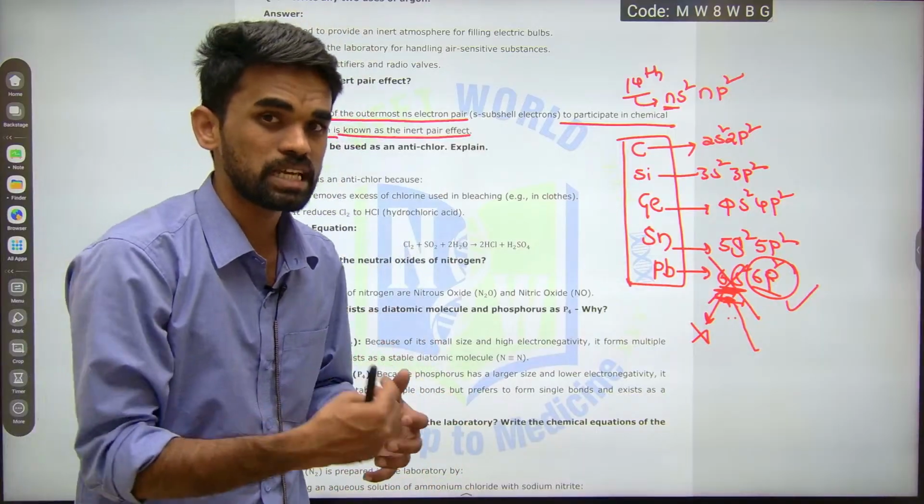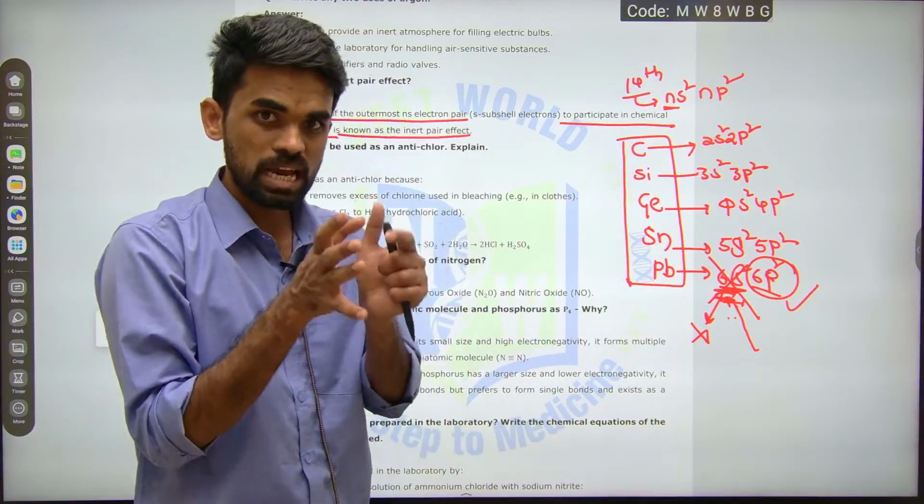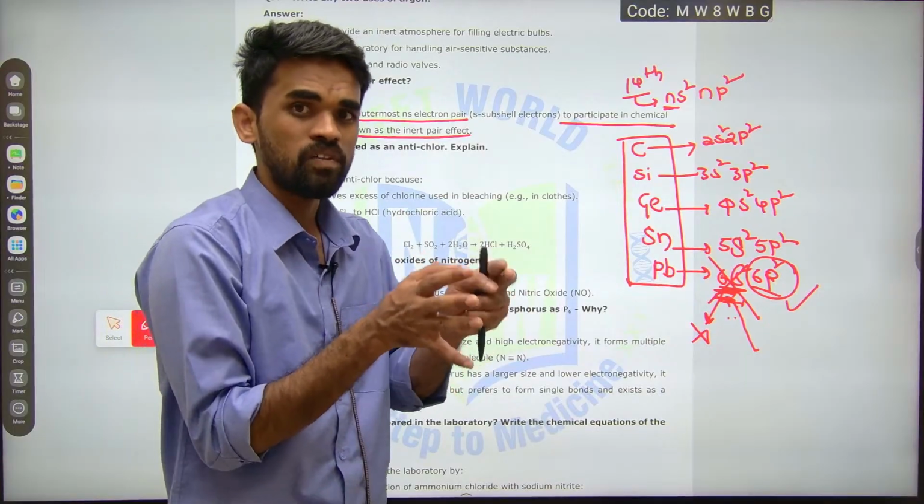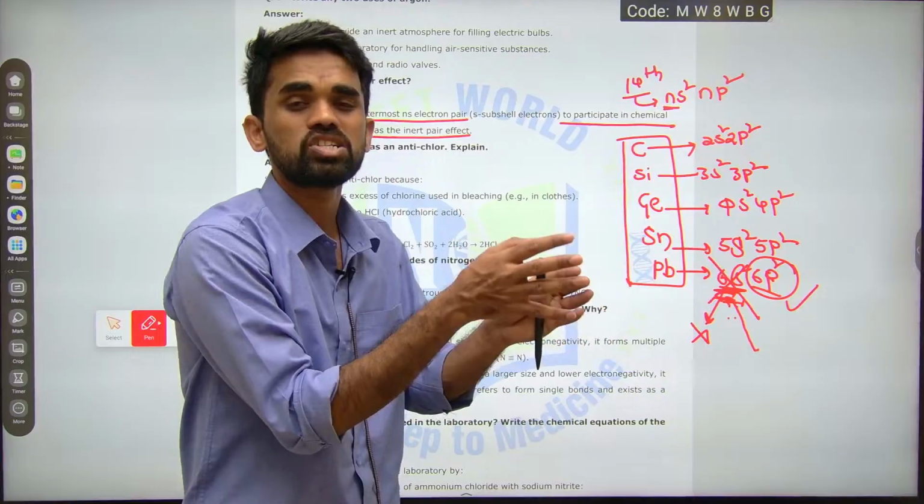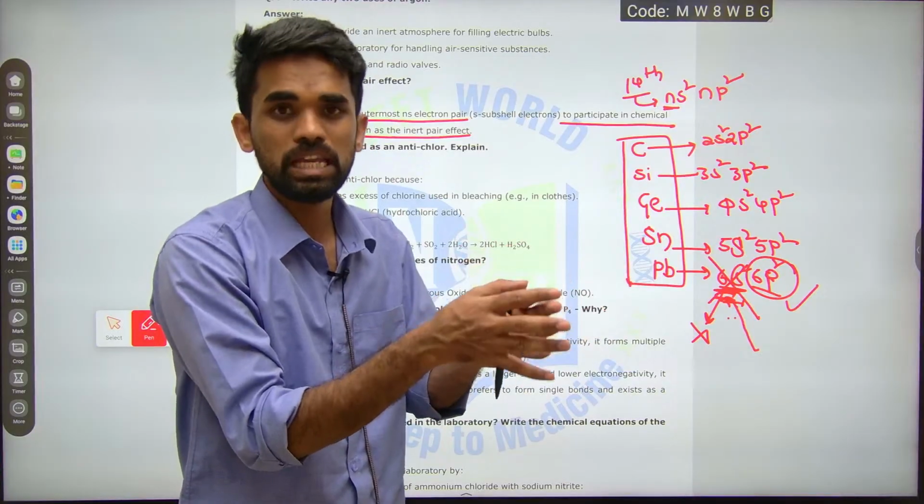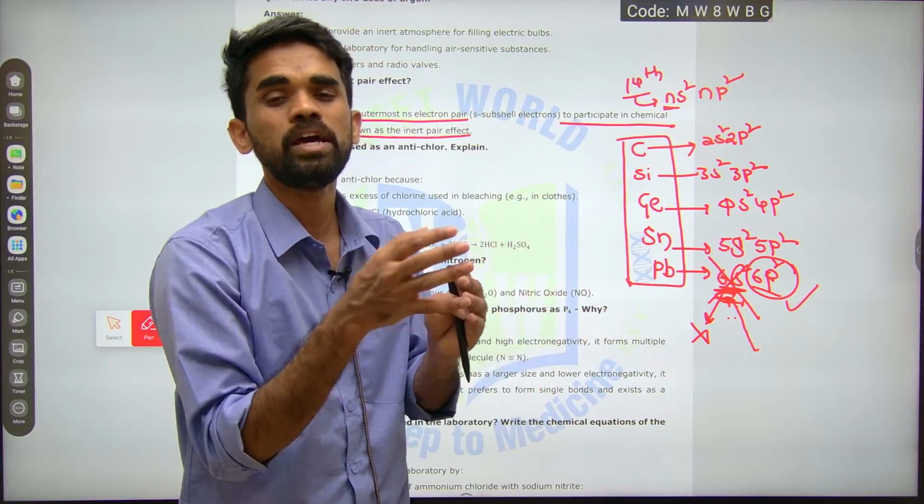So once again I am giving the definition. The reluctance of ns pair electrons of p block elements to take part in chemical reactions is called inert pair effect.